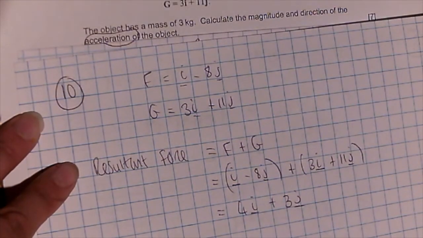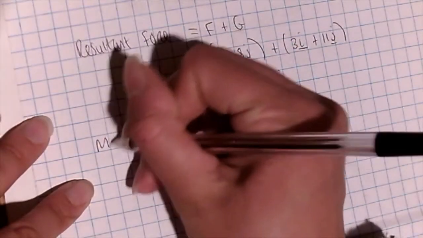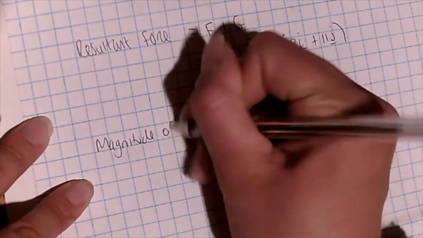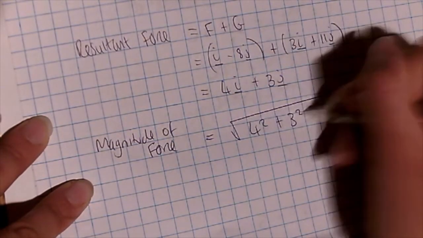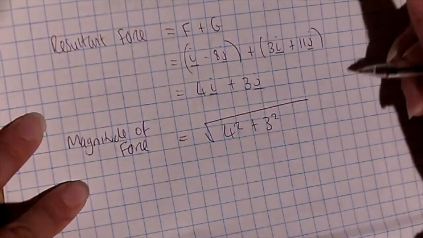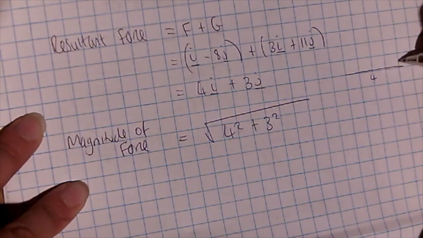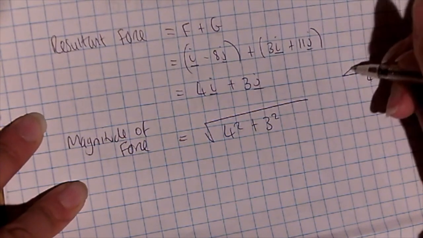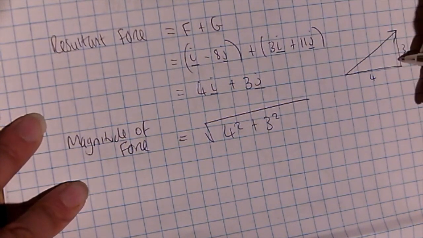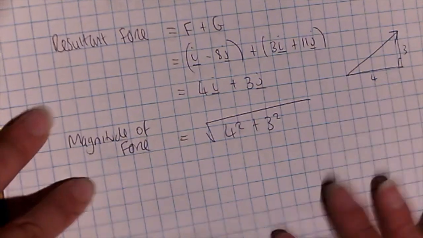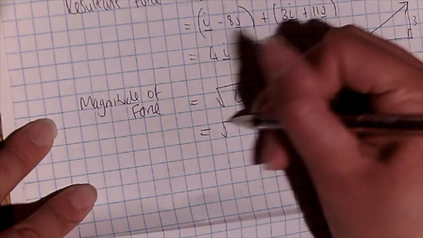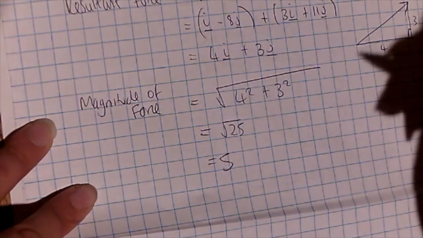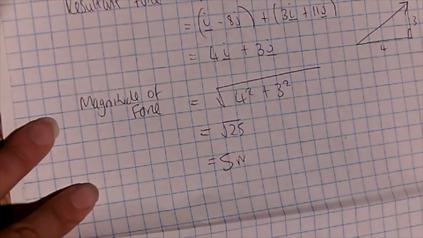So the first thing that we need is the magnitude of the force, which is the size of the force. It is the square root of 4 squared plus 3 squared. This is because 4i plus 3j means 4 in the x direction followed by 3 in the y direction. So that is the resultant force there. If we're finding the size of that, we're basically finding the length of the hypotenuse of a right angled triangle. So the square root of 4 squared plus 3 squared is 16 plus 9 square rooted, which is the square root of 25, which is 5. So 5 newtons is the magnitude of the force.